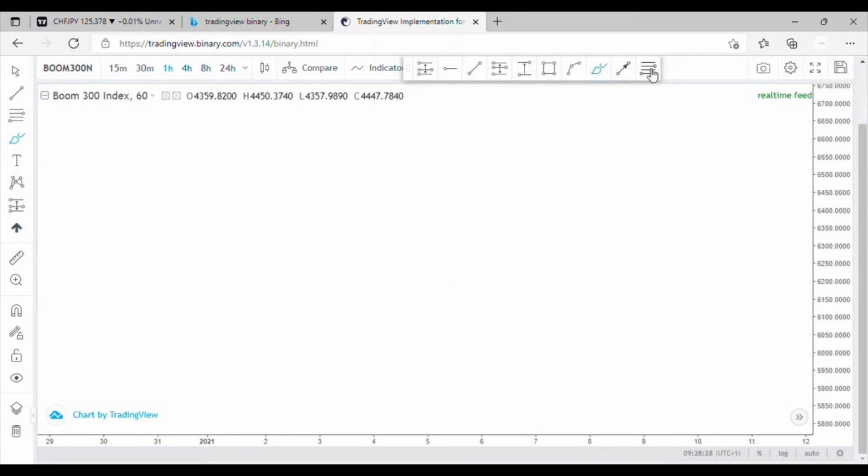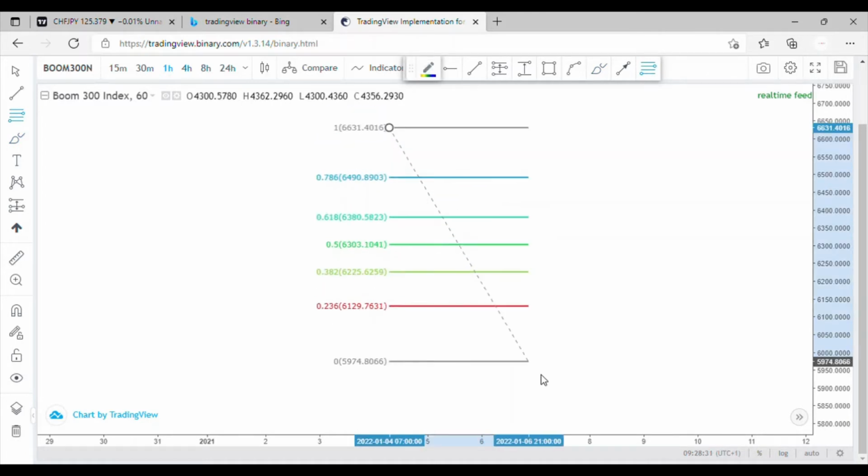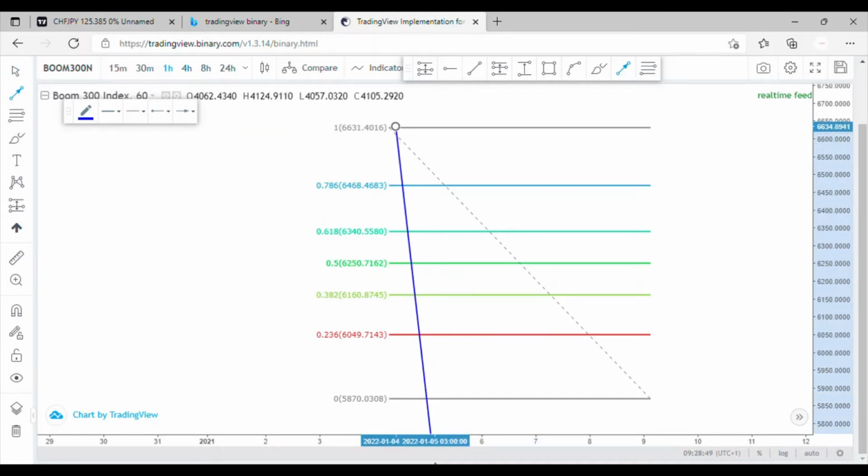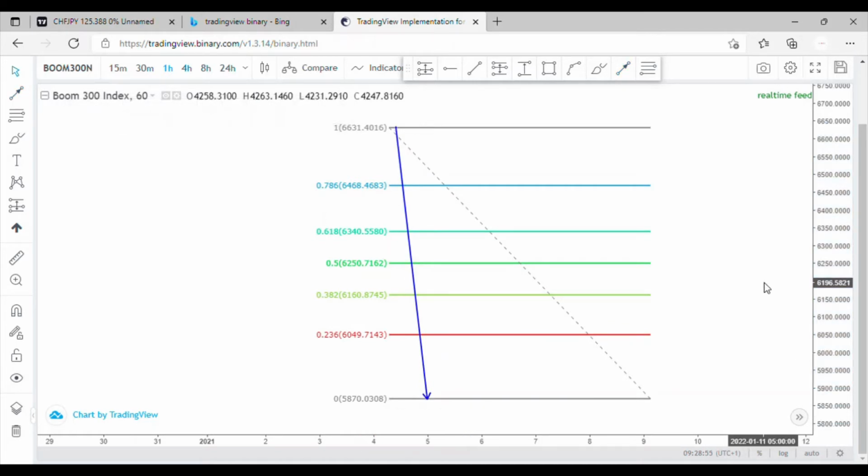So here's a Fibonacci, right? When we are in a downtrend, you start drawing your Fibonacci from the highest high to the lowest low. When you're in a downtrend, you start drawing your Fibonacci from the highest high to the lowest low, right?